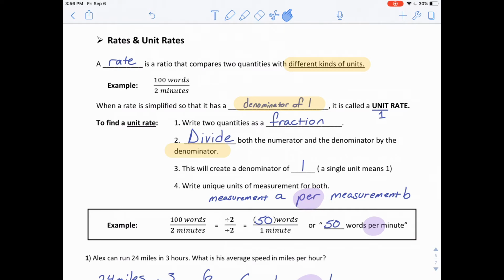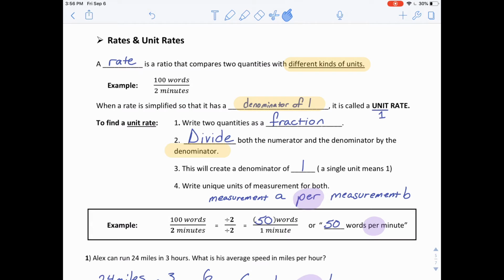100 divided by 2 gives us 50 words. And the reason we chose 2 is so that when we take our denominator of 2 and divide it by itself, we get 1. You guys already know that fractions that have 1 as a denominator can be written in simplest form with just the numerator as a regular number. So when we get our 50 words to 1 minute, we would write that rate as 50 words per minute.